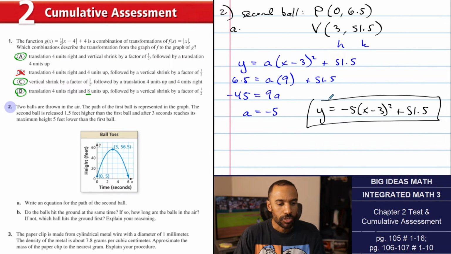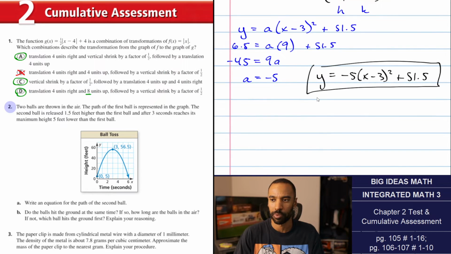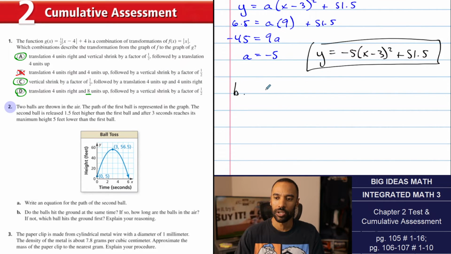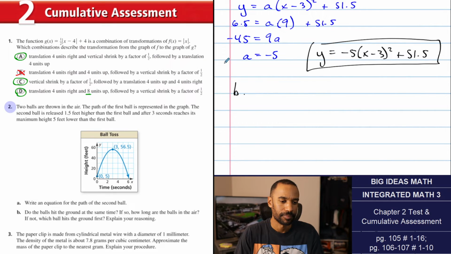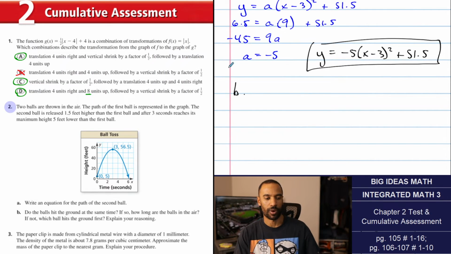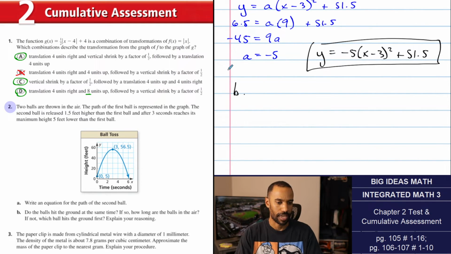Part B. Do the balls hit the ground at the same time? If so, how long are the balls in the air? If not, which ball hits the ground first? Explain your reasoning. Well, here's the interesting part. We can... Oh, actually, I take it back. Forget I said anything. So if they hit the ground at the same time, we want to answer how long they're in the air.